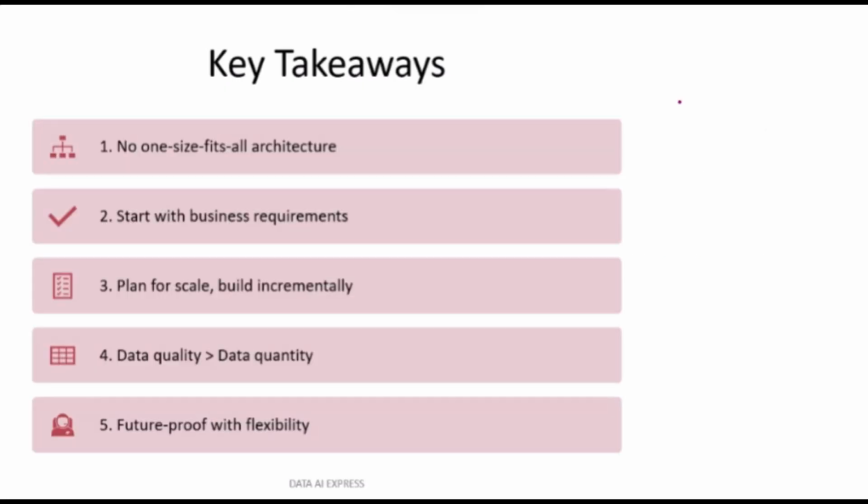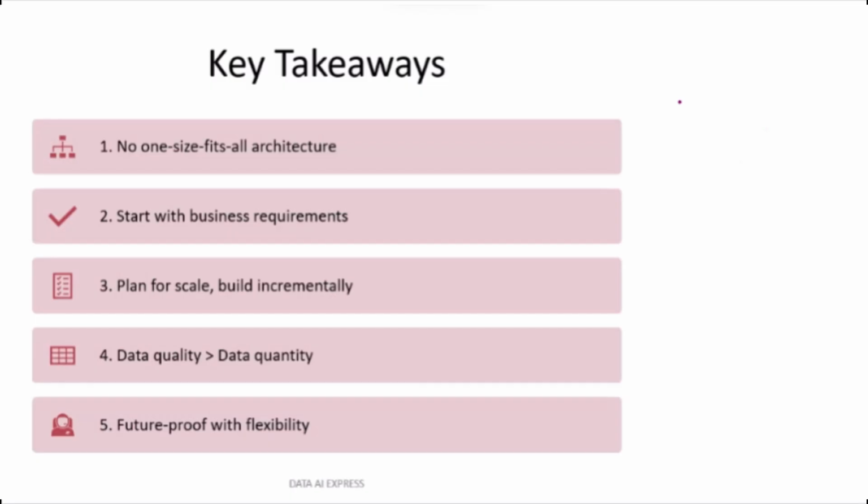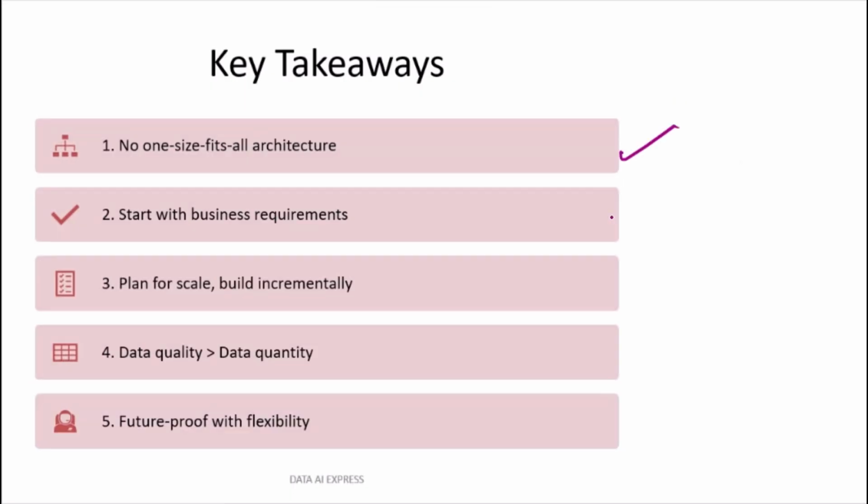So, what are the key takeaways? First, there is no one size fits all architecture. The right architecture depends on your specific needs and challenges. Second, always start with business requirements and plan for scale. Third, prioritize data quality over quantity. And finally, design a system that is future proof, fail safe, and flexible.